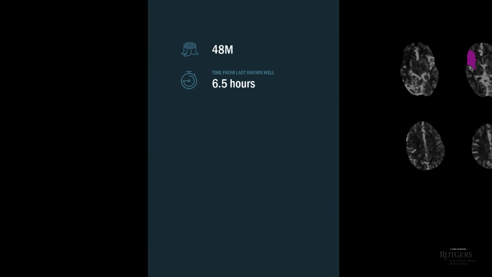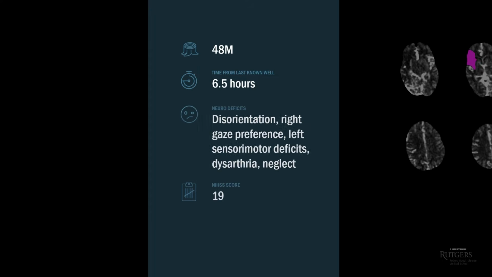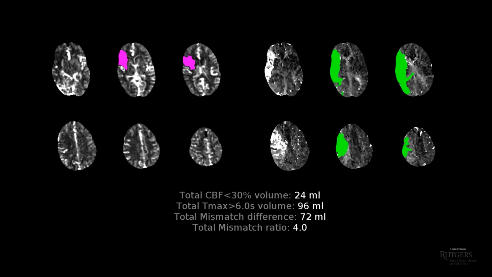And the last example. 48-year-old man with dyslipidemia presents 6.5 hours from last known well. He went to sleep and awakened with severe deficits, including disorientation, right gaze preference, left sensory motor deficits, dysarthria, and neglect. NIH stroke scale score is 19. Right M1 occlusion was confirmed. Here's his perfusion imaging. Would you recommend thrombectomy for this patient?